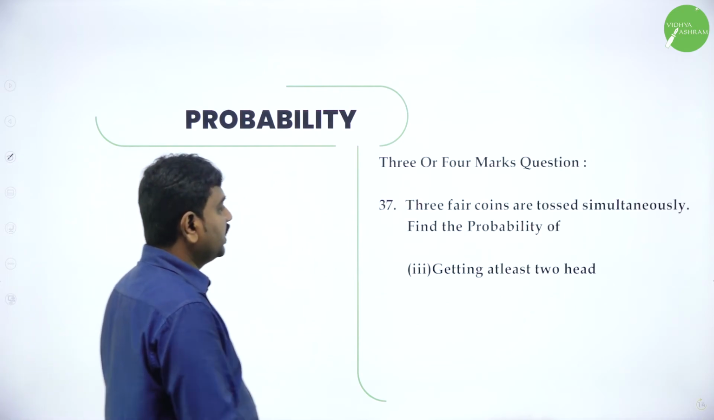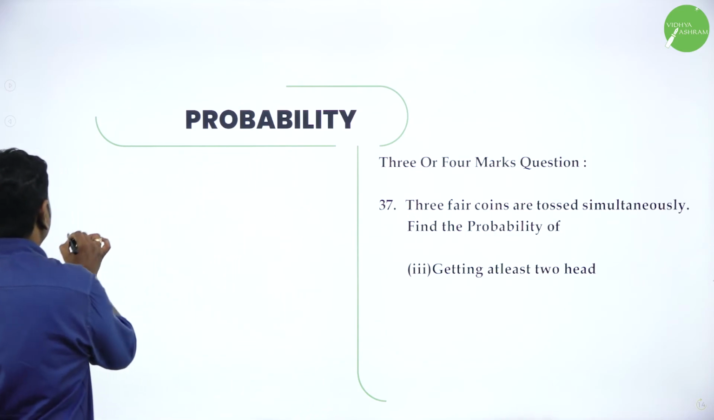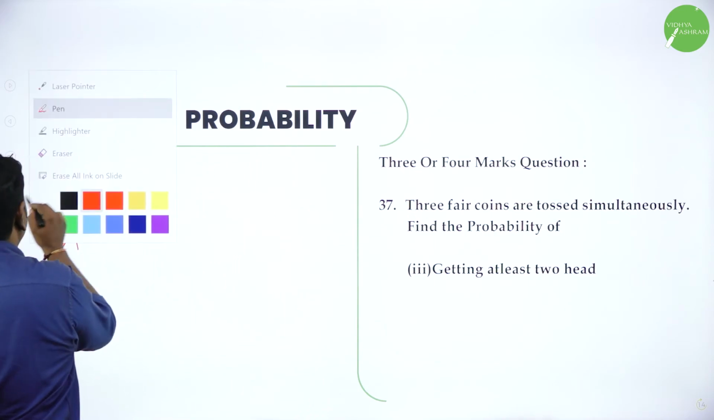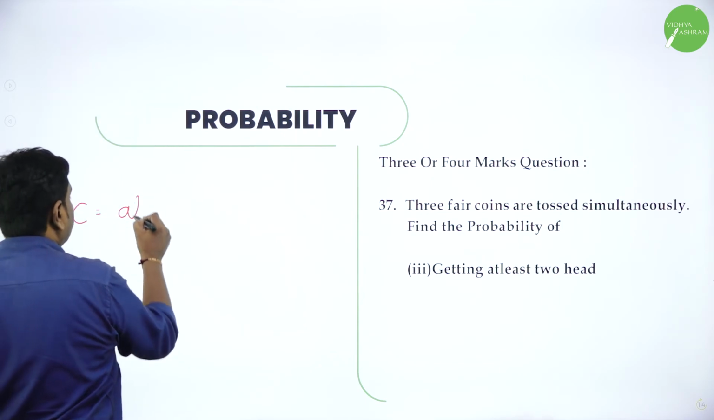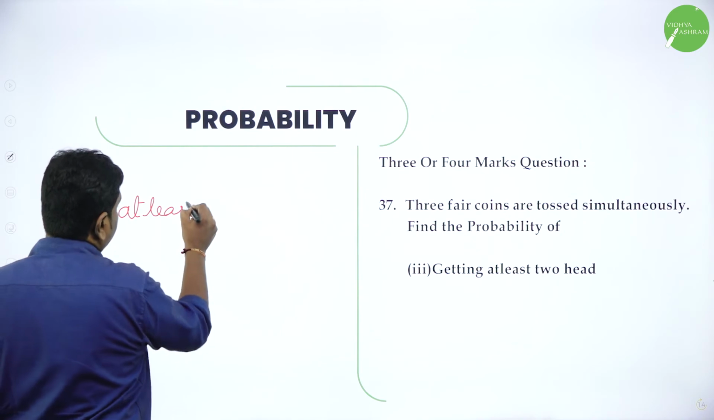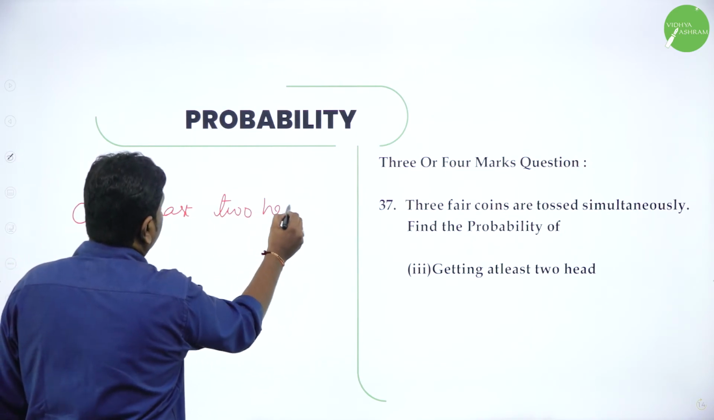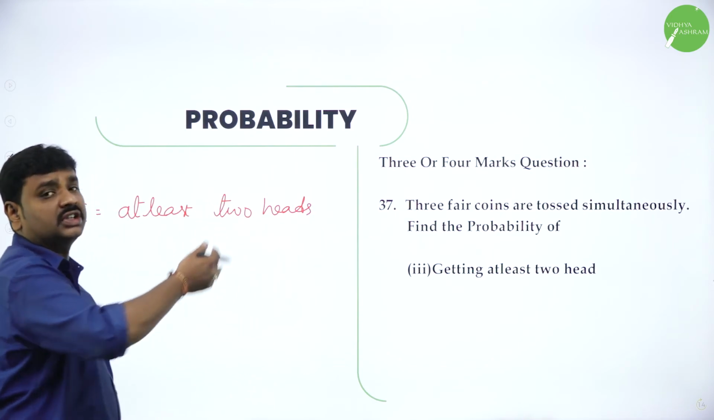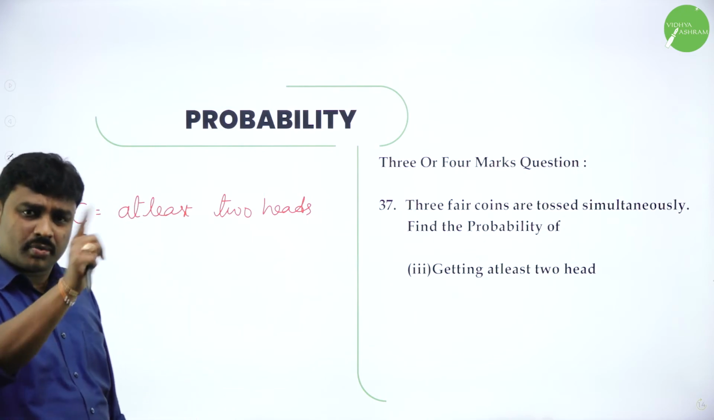Next, getting at least 2 heads. Event C, I call it as. Event C, getting at least 2 heads. At least what? 2 heads. At least 2 heads means what? At least means that much or more than that. At least 2 heads means 2 or more heads.